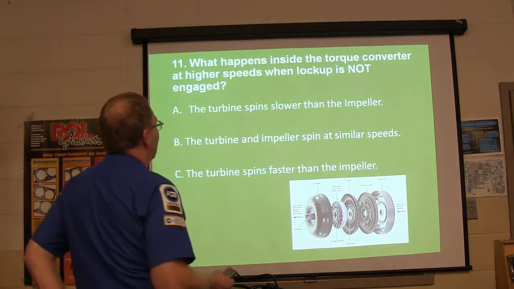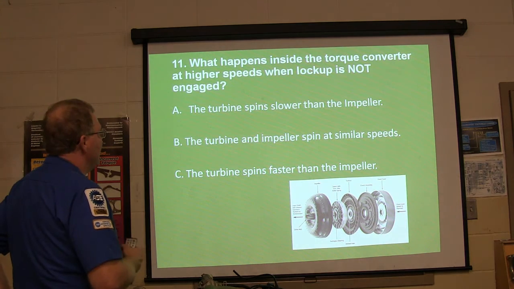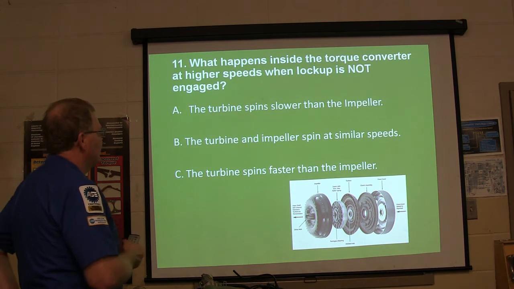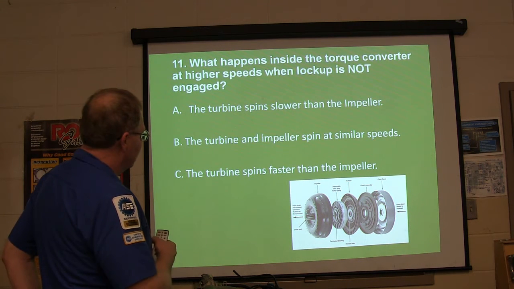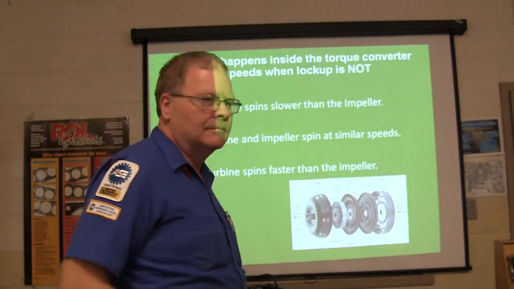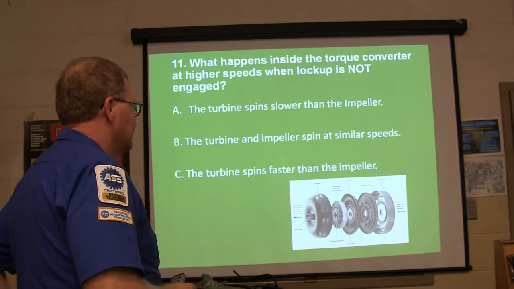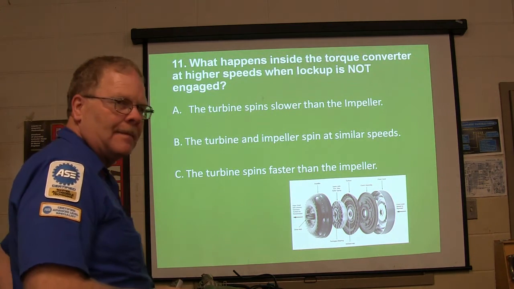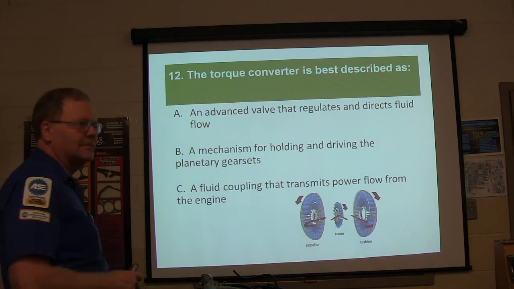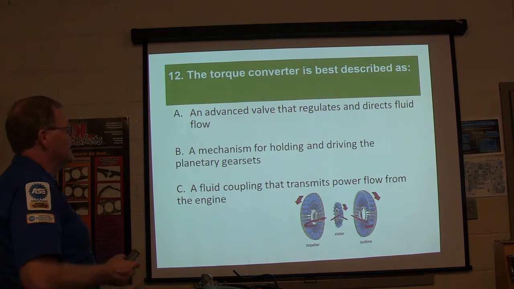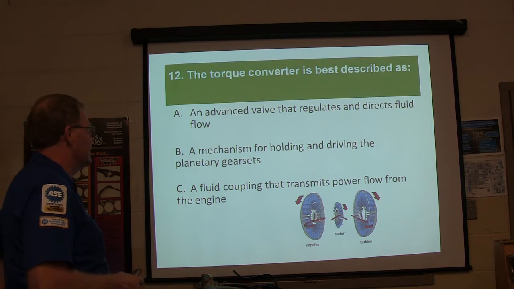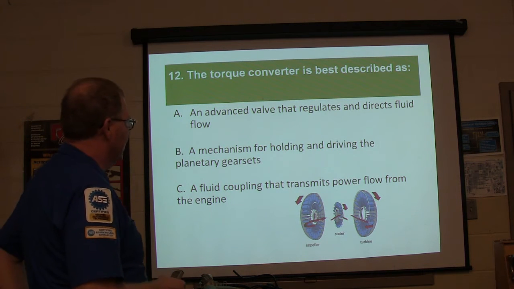What happens inside the torque converter at higher speeds when lockup is not engaged? A, the turbine spins slower than the impeller. B, the turbine and impeller spin at similar speeds. C, the turbine spins faster than the impeller. The torque converter is best described as A, an advanced valve that regulates and directs fluid flow. B, a mechanism for holding and driving the planetary gear sets. Or C, a fluid coupling that transmits power flow from the engine.